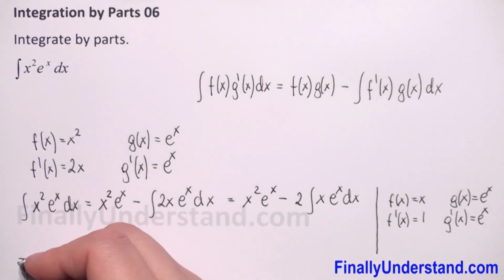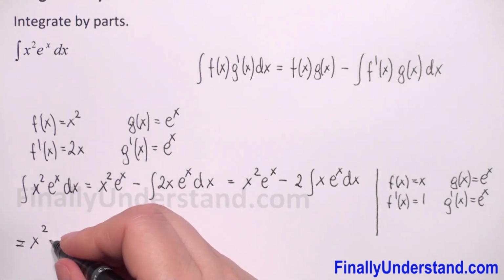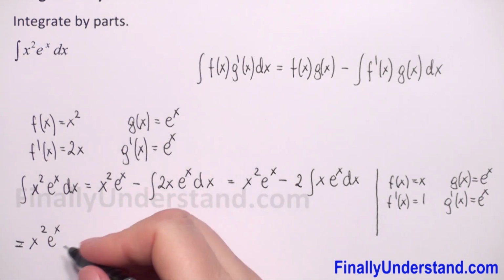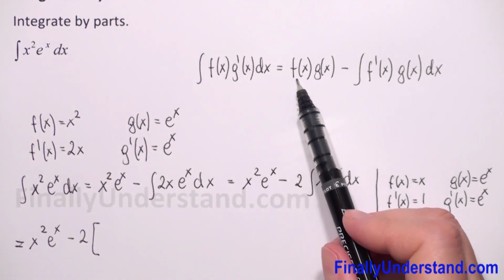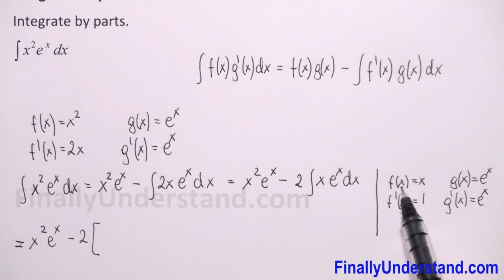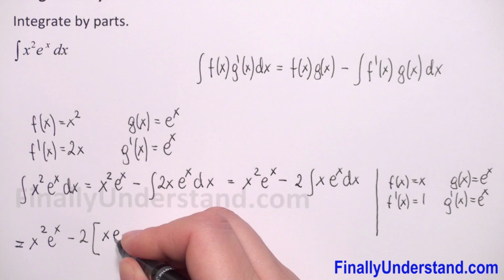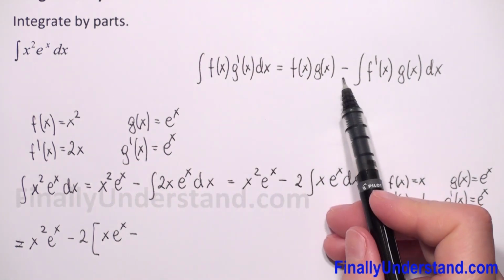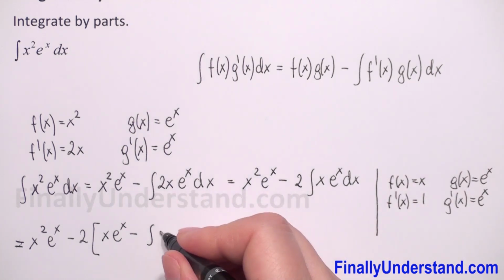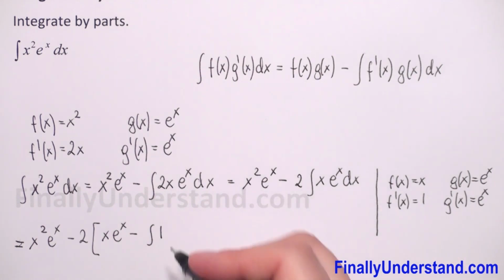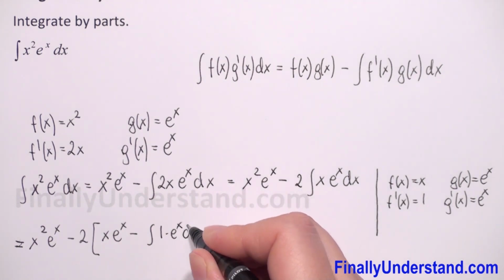So we can rewrite our beginning. So we have x squared e to power x minus 2. I will open brackets, and first we have to multiply f times g. Now f is equal to x, g is equal to e to power x. So we have x times e to power x minus, we have a minus sign in the formula, and we have the integral of f prime, which is 1, times g, which is e to power x, with respect to x.